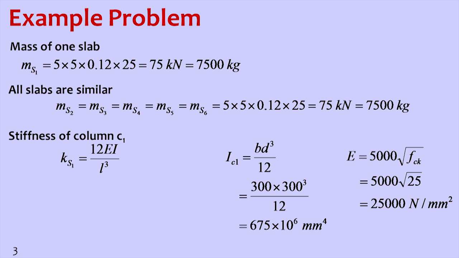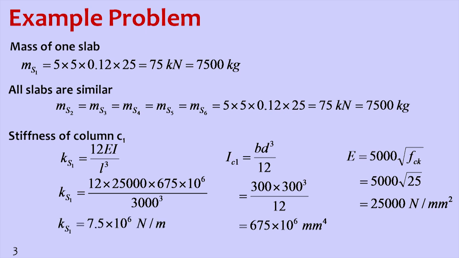So, 300 into 300 cube by 12, which is nothing but 300 power 4 by 12, which is coming around 675 into 10 to the power of 6 mm power 4. So, now substituting these two values into the stiffness calculation, 12 into 25,000 into 675 into 10 to the power of 6 by 3000 cube, where 3000 mm is the floor height. So, this is coming around 7.5 into 10 to the power of 6 Newton per meter.